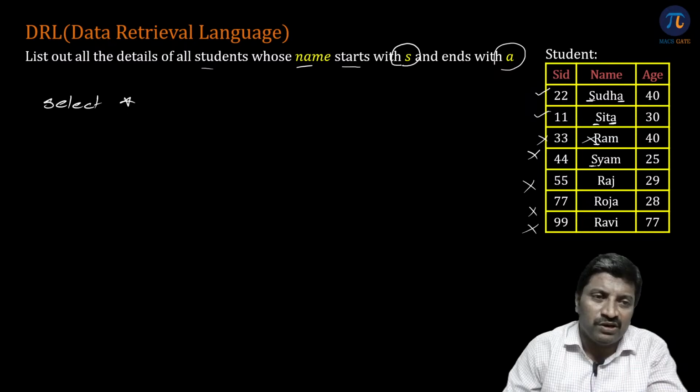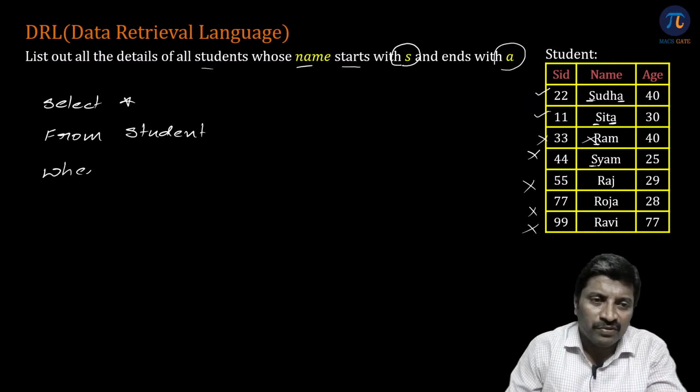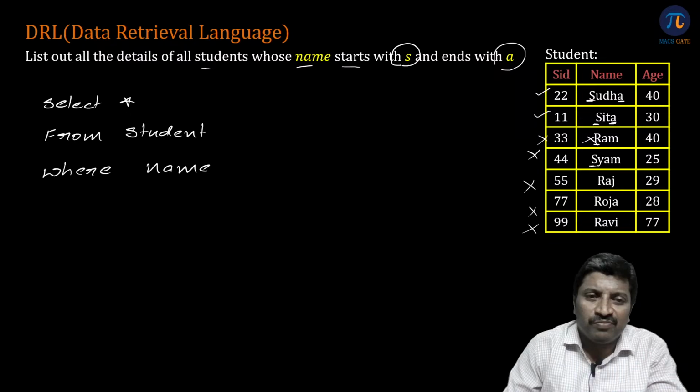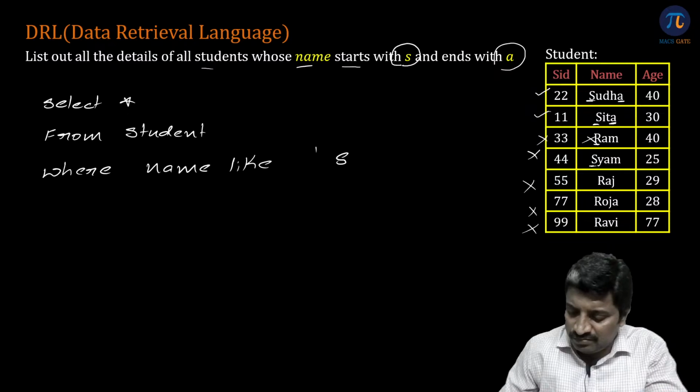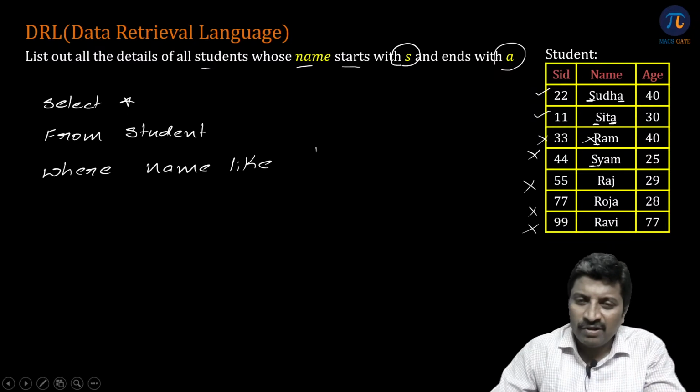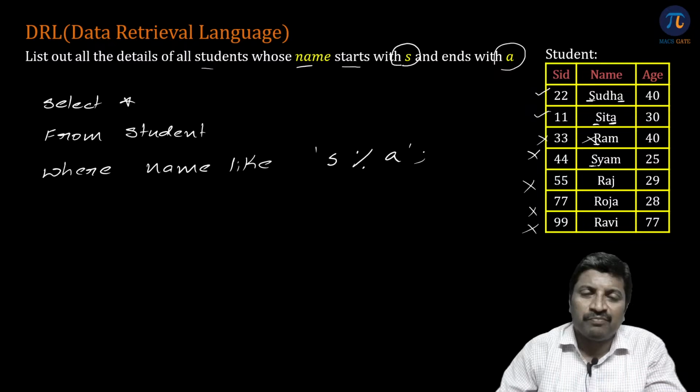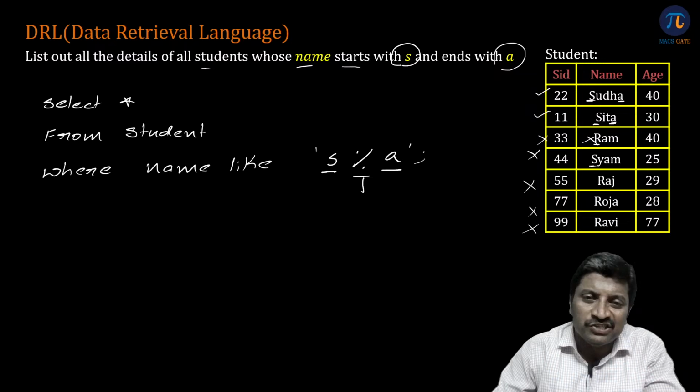Select star from student, where we have a condition on the name attribute. Name like, now I know the first character, and I know the last character. In between, it may be any string. First character, last character, in between any string.